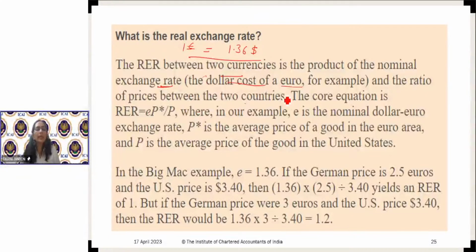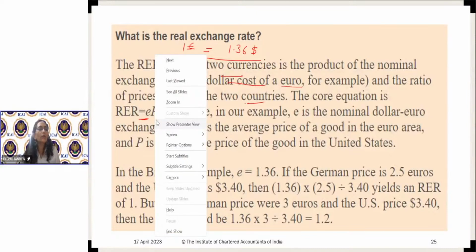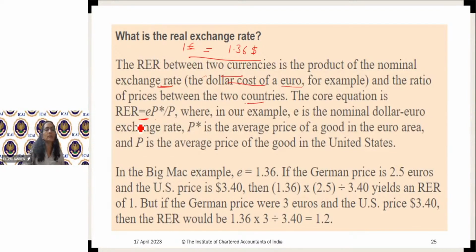And you have to calculate the ratio between the prices between the two countries. So the equation here is real exchange rate: this is the nominal exchange rate, this is the price of good in the European area, and this is the price in the United States. So price in the United States is in the denominator, and price in European area is in the numerator. We are taking the Big Mac example here. You can find out Big Mac index. Through this, countries measure which country is having higher inflation rate. Sometimes they call it purchasing power parity also, PPP.